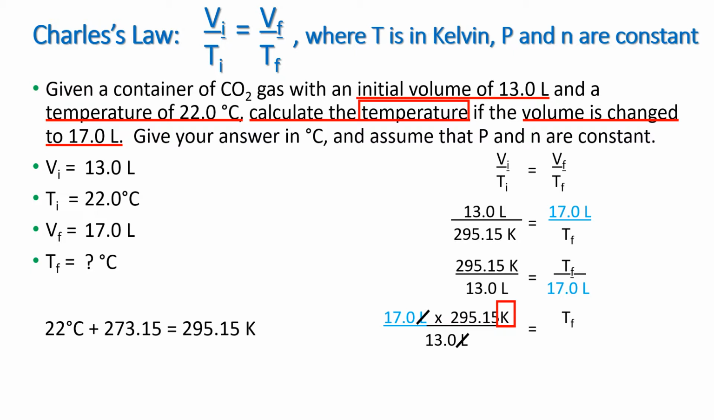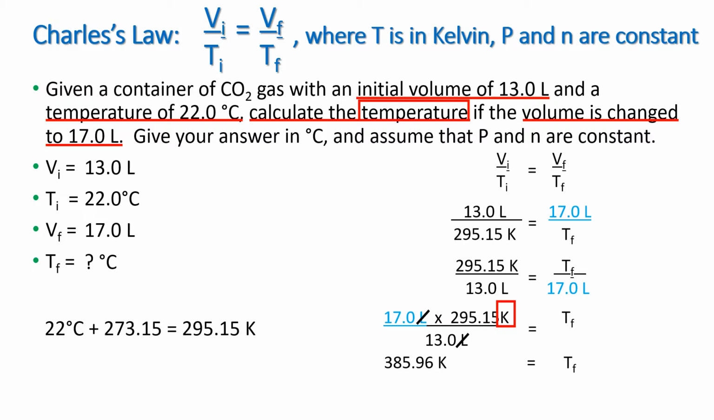Double checking your units at this point is a good way to make sure you've set the problem up correctly. If we didn't have a temperature measurement at this point, we would need to rework the problem. Otherwise, we wouldn't be able to answer the question that we're being asked. So now we can simply do the math. We're going to multiply 17.0 by 295.15 Kelvin, and we're going to divide by what's on the bottom, which is 13.0, and we get 385.96 Kelvin is equal to our final temperature.